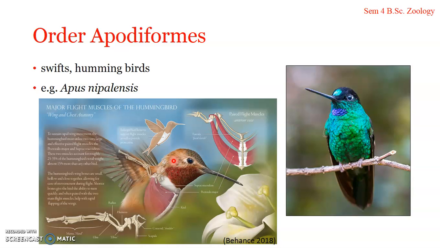So that is regarding the hummingbird. Apus nipalensis is the swift, actually. It is a swift, and the swifts are insectivorous, while hummingbirds feed on nectar.